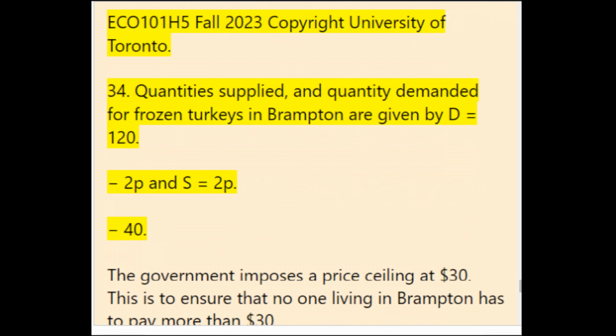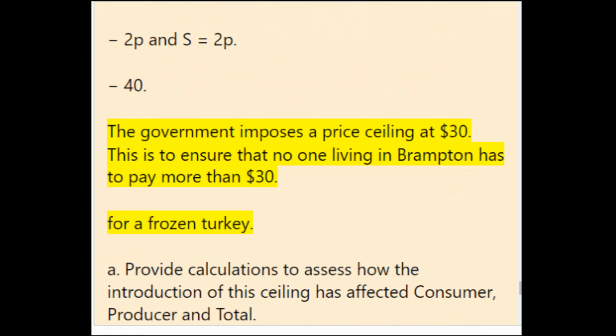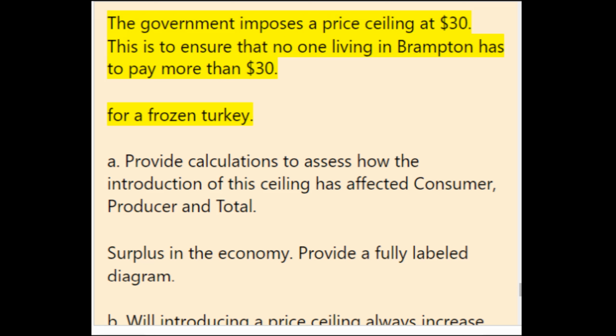34. Quantity supplied and quantity demanded for frozen turkeys in Brampton are given by D equals 120 minus 2P and S equals 2P minus 40. The government imposes a price ceiling at $30. This is to ensure that no one living in Brampton has to pay more than $30 for a frozen turkey.